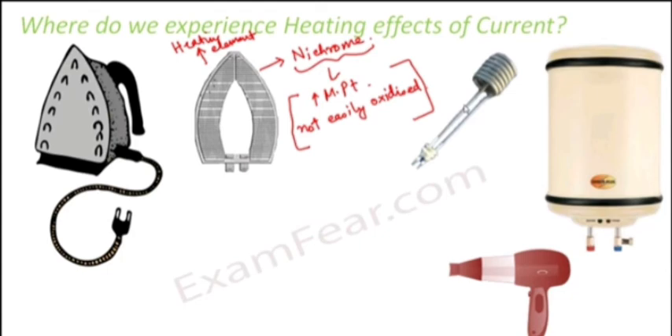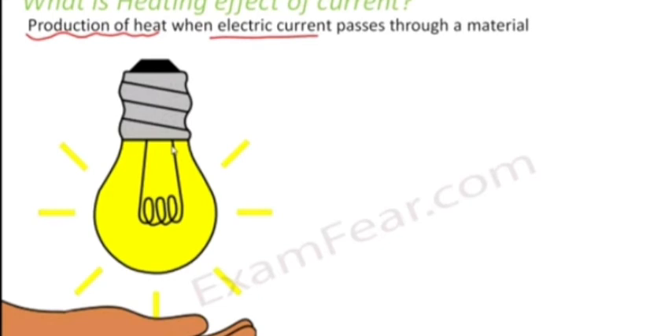So all these materials have heating elements inside them, which produce heat whenever there is an electric supply, or whenever an electric current passes through these materials, they generate heat. So this is known as heating effect of current. If I ask you the definition of heating effect of current, the answer will be: production of heat when electric current passes through a material. That is known as heating effect of current.